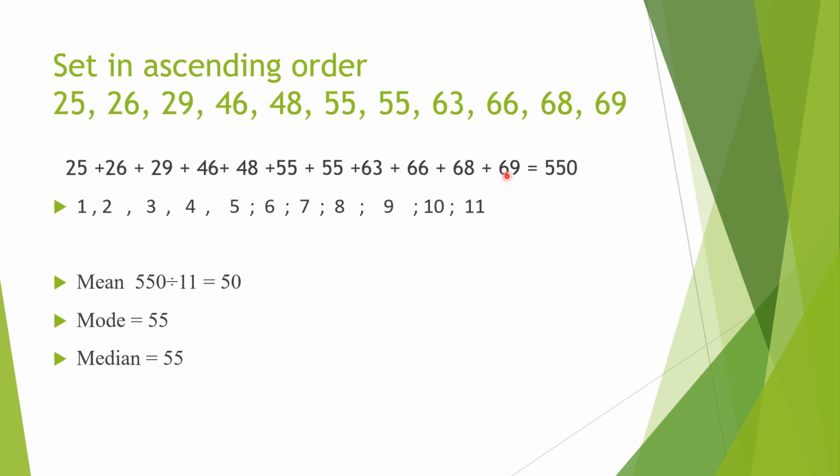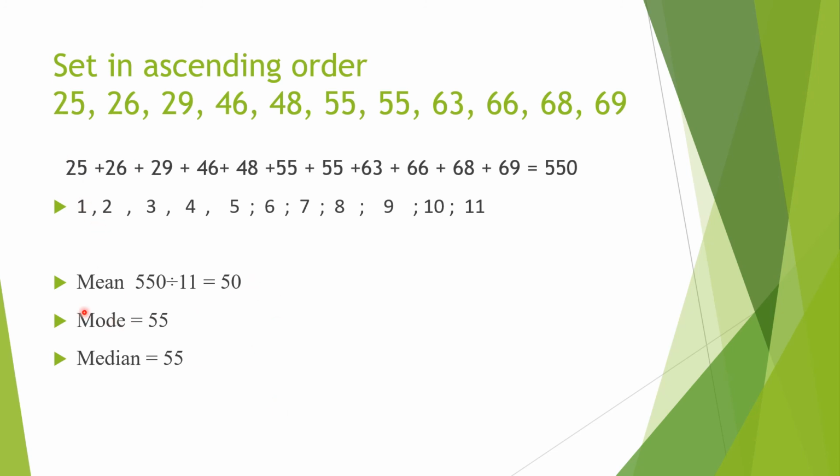The mean means that you are supposed to add all the numbers and get the answer here. Then you count all the numbers that you added up. 1, 2, 3, 4, 5, 6, 7, 8, 9, 10, 11. So there were 11 numbers that we added up. Hence, we divide the sum of the numbers by the number of numbers that were used. So that's how we get 550 divided by 11, and that is equal to 50. So the mean for this set of numbers here is 50.